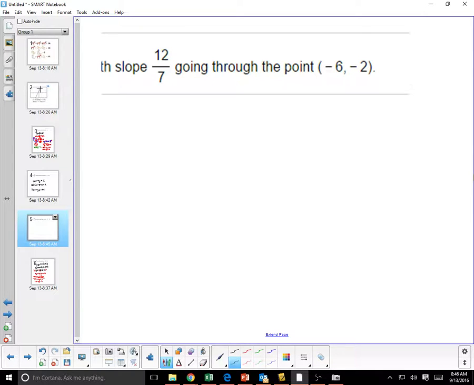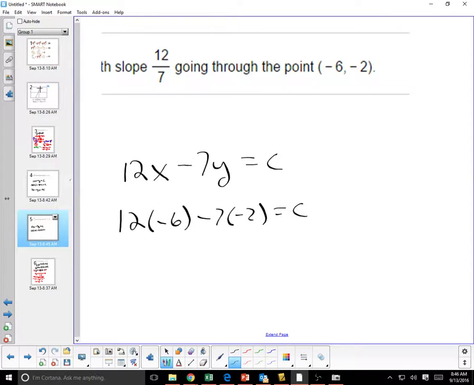Let's see here. That's gonna be 12x minus 7y equals c. 12 times negative 6 minus 7 times negative 2 equals c. Wait, is that the same problem? So that's negative 72, plus 14, what is that? Negative 58. So there's the equation right there.